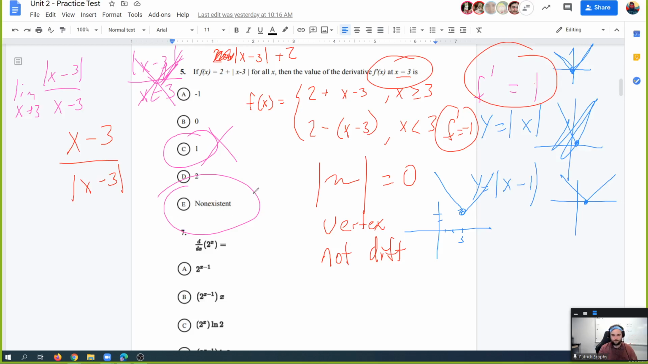Correct. Because it's a sharp turn at x equals 3, and you're not differentiable at sharp turns. How the graph looks. That was the correct answer. Go ahead, question again. Okay, you got it.